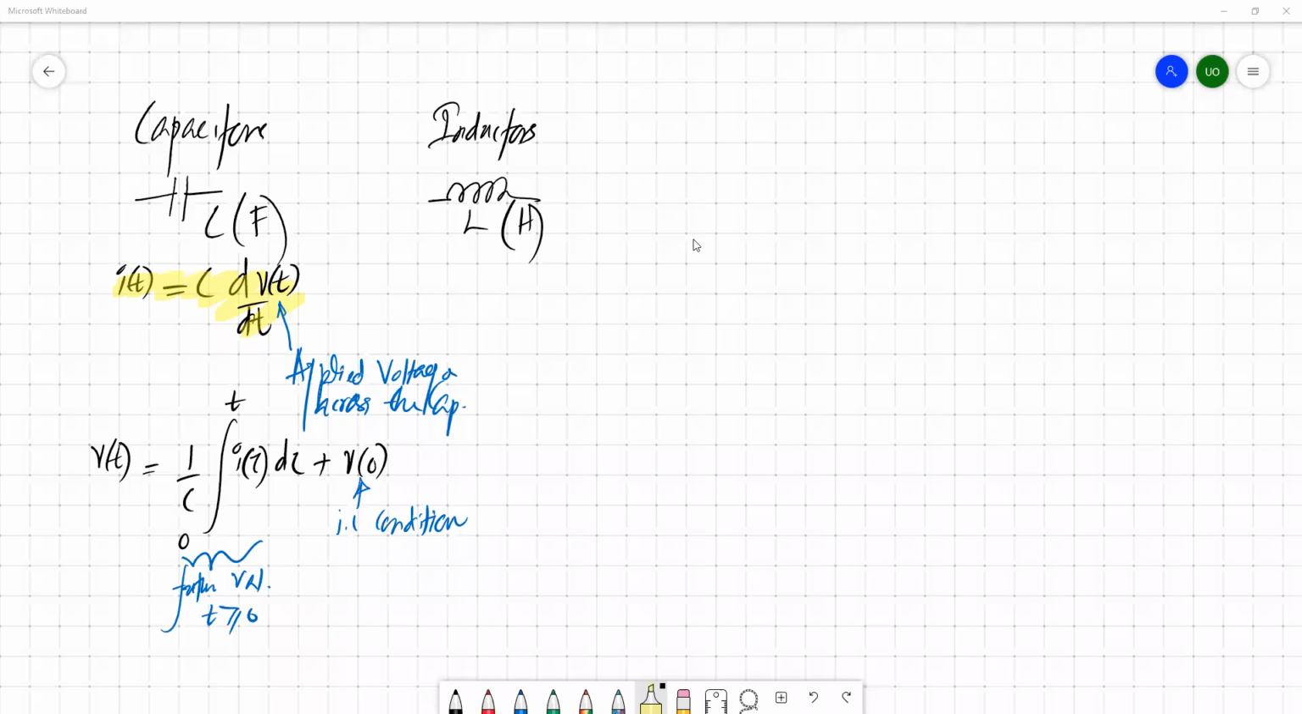This integral captures the status of the capacitor from 0 to t. Here t is a value greater than or equal to 0, a variable representing a value between 0 and t. So this integral captures the status of the future, and V0 is the initial condition of the capacitor.